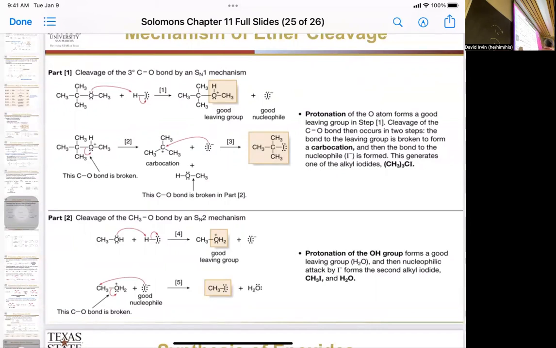And that's why we end up with that. So we actually end up with 1 equivalent of water because we had 1 oxygen, and the 2 hydrogens come from the 2 equivalents of acid. The 2 halides come from the 2 equivalents of acid.